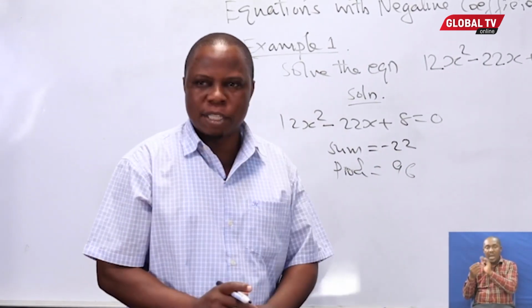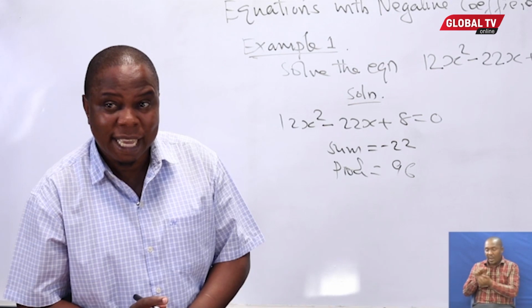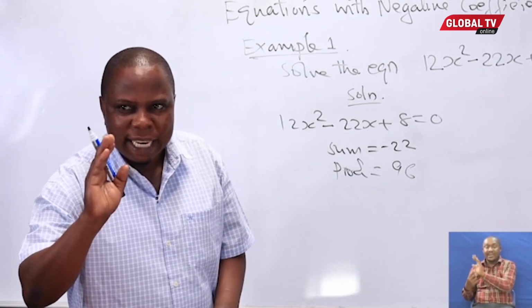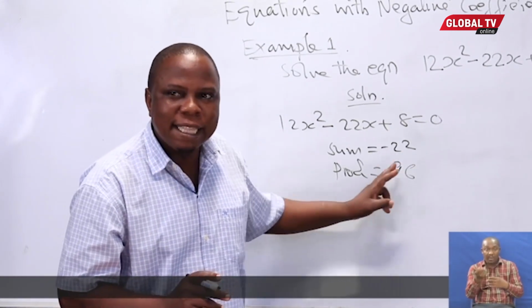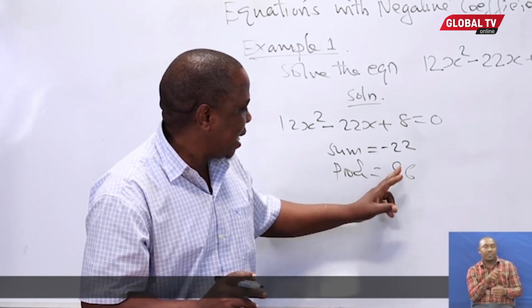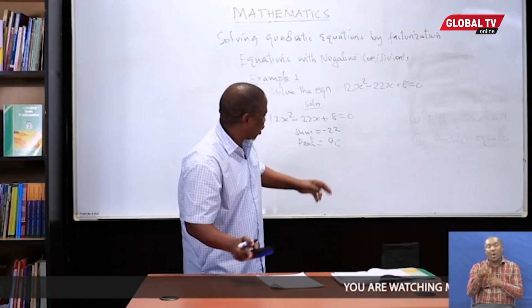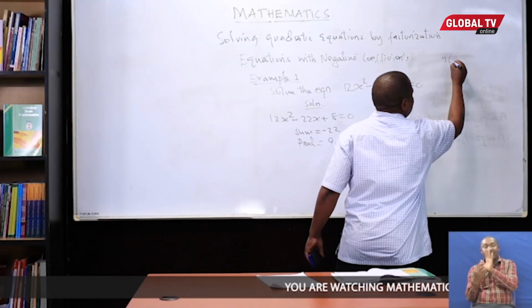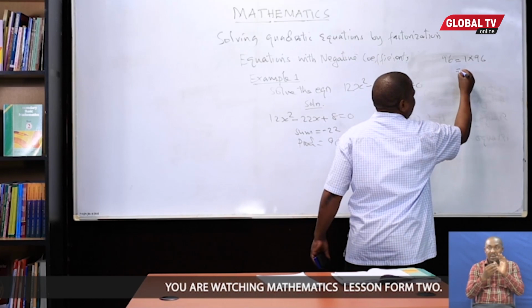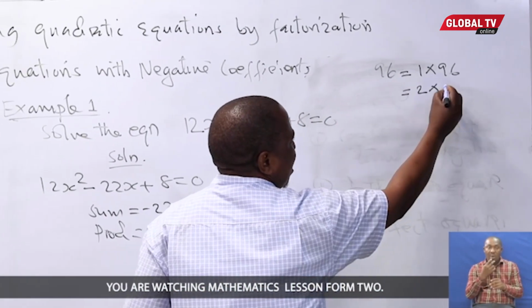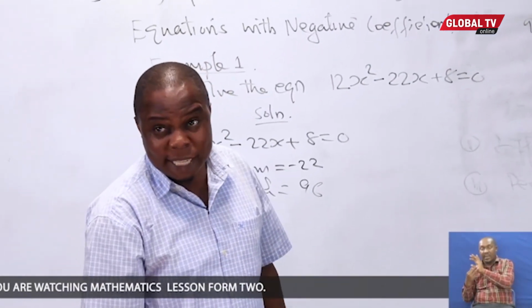How do you get those two numbers whose sum is negative 22 and whose product is 96? The most convenient way of getting the two numbers is to find the factors of the number 96, the factors of this product. 96 can be written as 1 times 96. It can be written as 2 times 48.